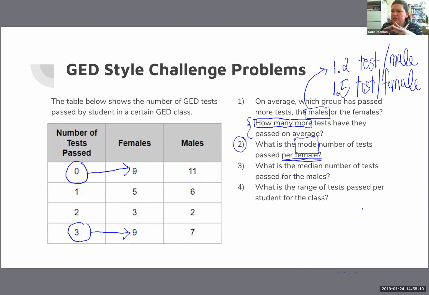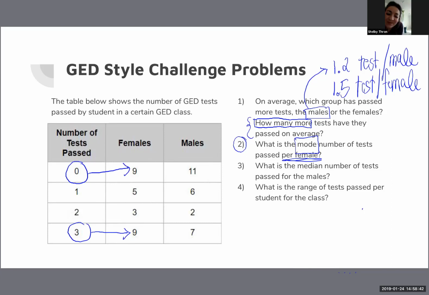Anybody remember what we do with mode when we have 2 numbers tied for the highest frequency? With mode, you can actually have a set that is bimodal. I always make the bad joke when I talk about bimodal so that you guys remember what bi means. But what does bi mean? Like 2? Oh. 2. A bicycle has 2 wheels and a bisexual loves 2 sexes.